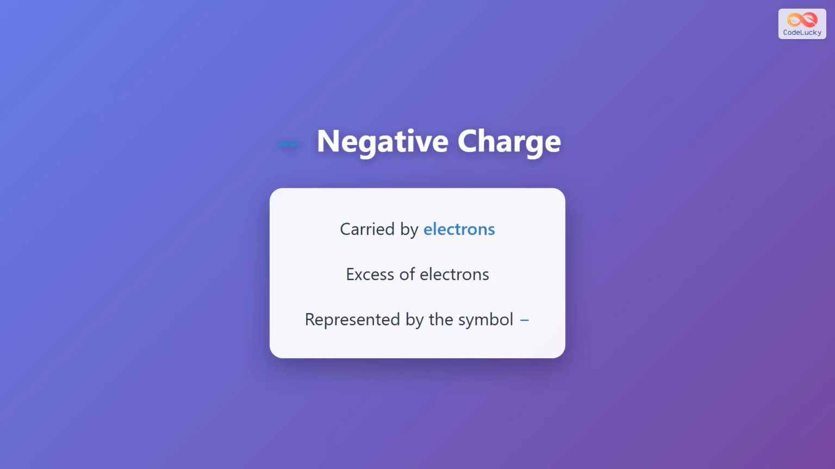Negative charge is carried by particles called electrons, which orbit around the nucleus of an atom. An object becomes negatively charged when it has an excess of electrons, meaning it has gained extra electrons and now has more electrons than protons. We represent negative charge using the minus symbol. Unlike protons, electrons can move relatively easily from one object to another, which is why most charging processes involve the transfer of electrons rather than protons.